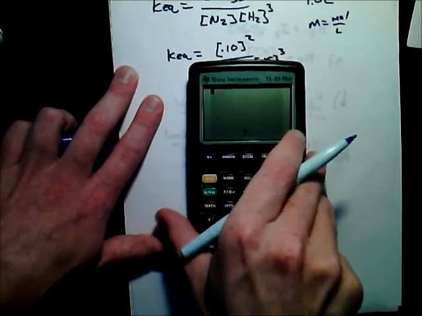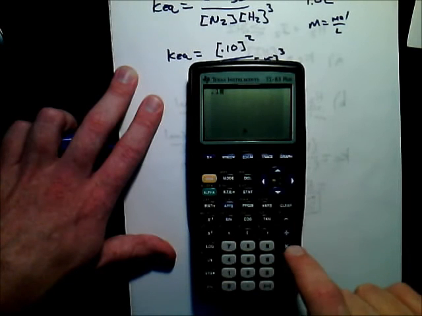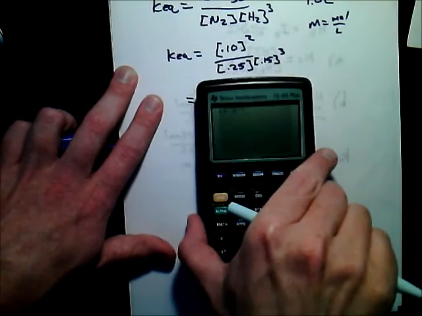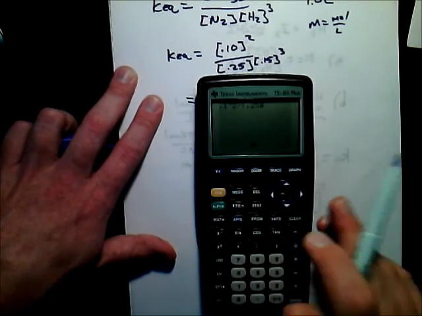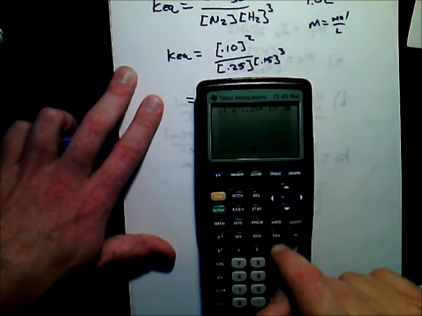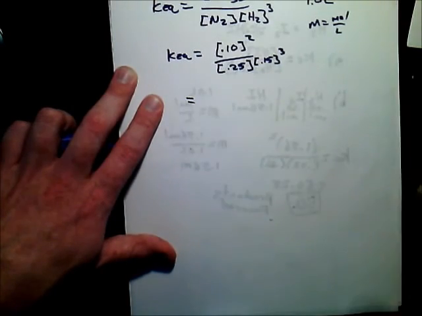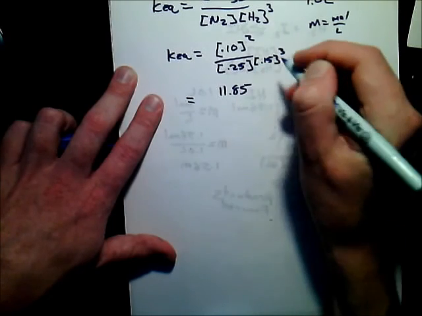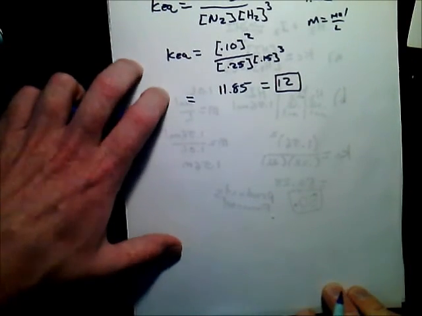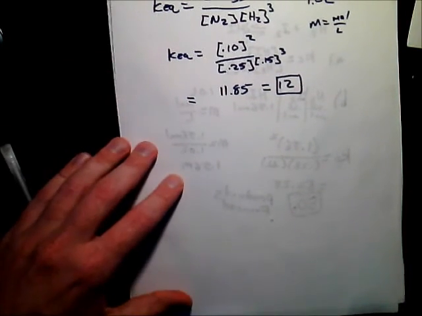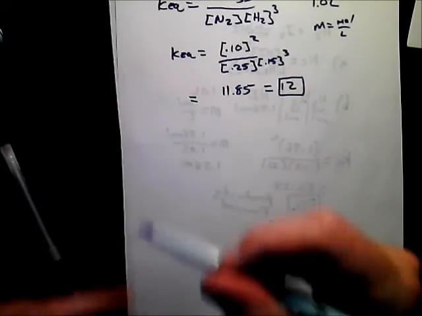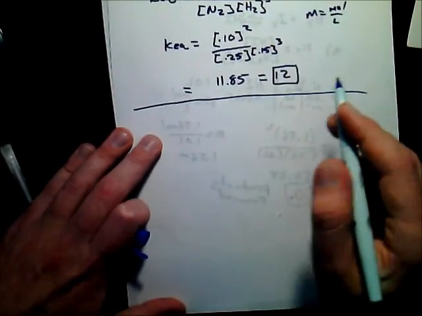Again, I'm not sure you can see exactly what's going on in this calculator, but we're going to go 0.1, we're going to square it, divided by, we're going to use a bracket. We have to put this bottom part in brackets or parentheses, 0.25 times 0.15 cubed, so we get 11.85. Now, again, probably two significant figures here. Let's round it to 12 and no unit. So that's the answer that you should have come up with there, and hopefully you did. Okay, so we're going to go on to example number 3.